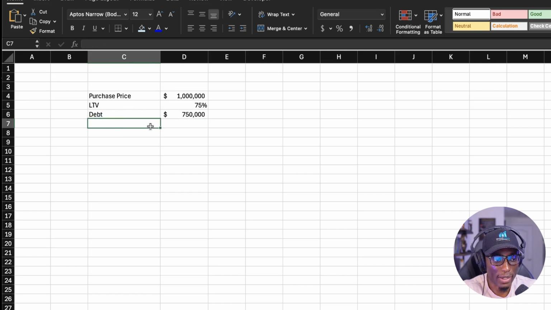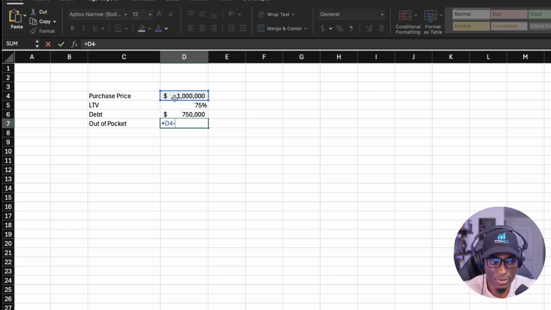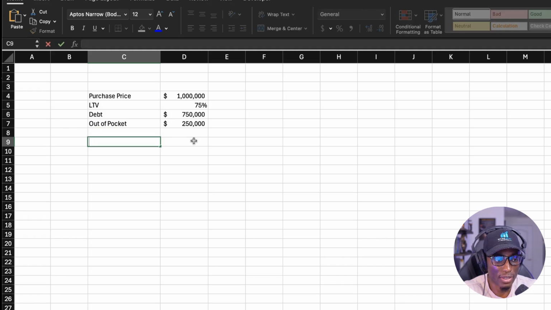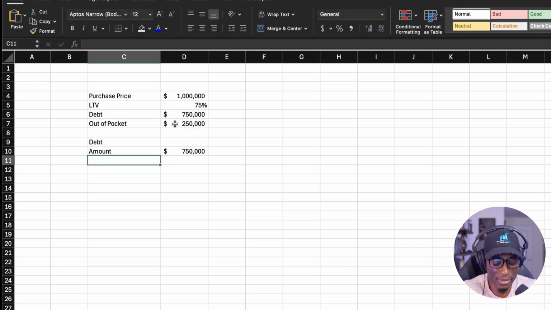So the out-of-pocket cost, and this is a very simplified example. That investor puts in $250,000 of their own money. What's their annual loan payment? First, let's take a look at the debt. The debt amount is $750,000. Interest rate in today's market, let's assume, I'm going to say 6.4%.